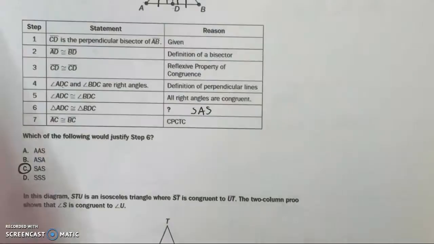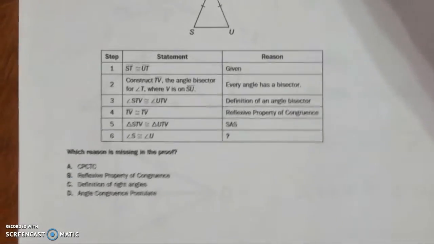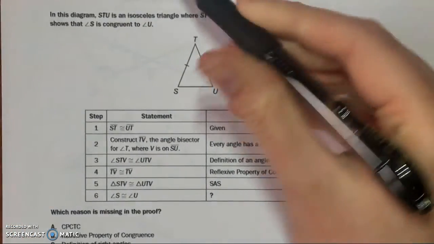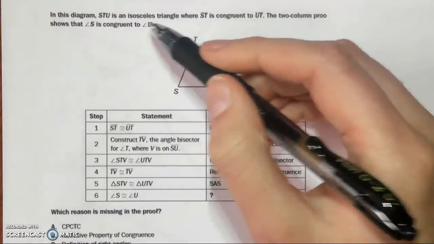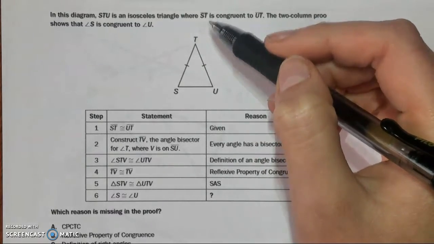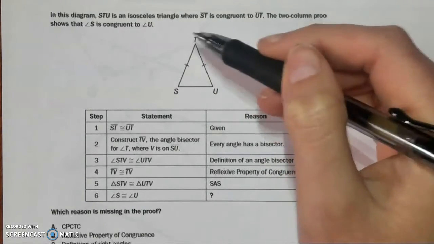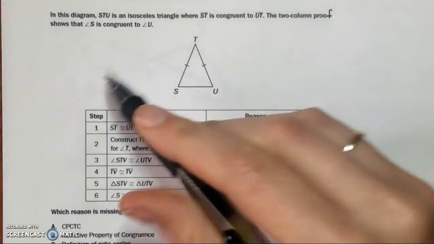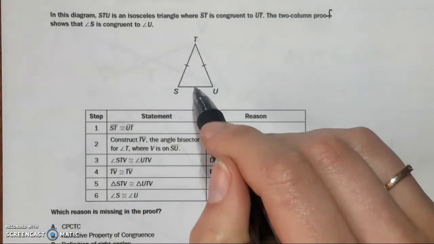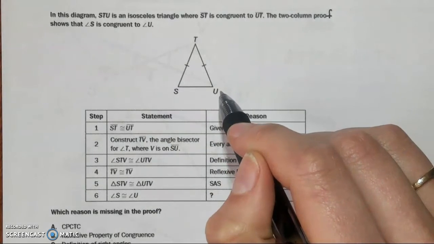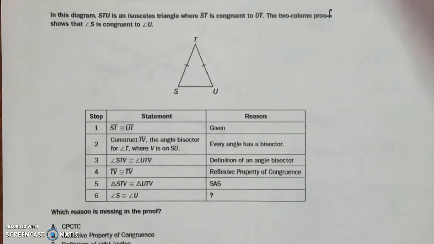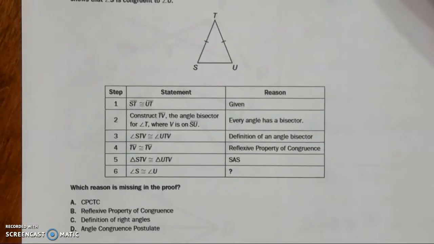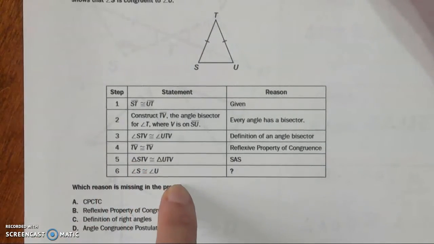Okay, and last question. We have, okay, so it says, in this diagram, STU is an isosceles triangle where ST is congruent to UT. The two-column proof shows that angle S is congruent to angle U, and we are missing a reason. So which reason is missing in the proof?